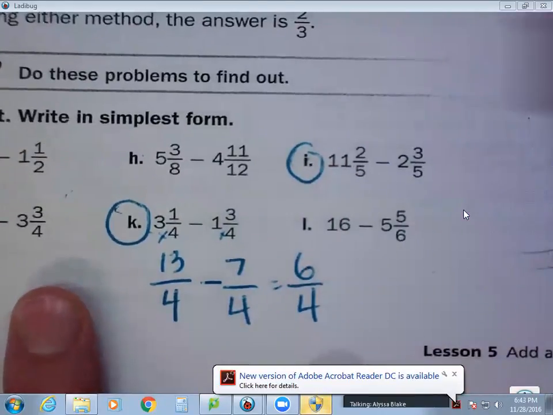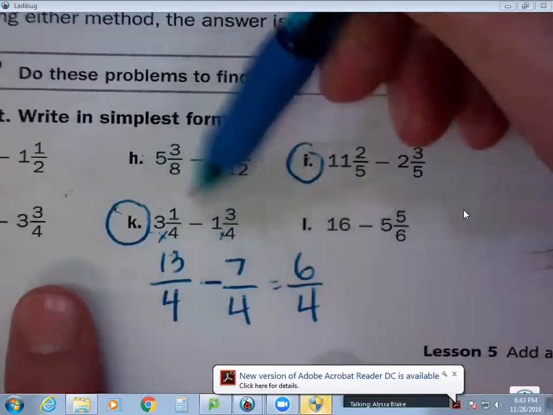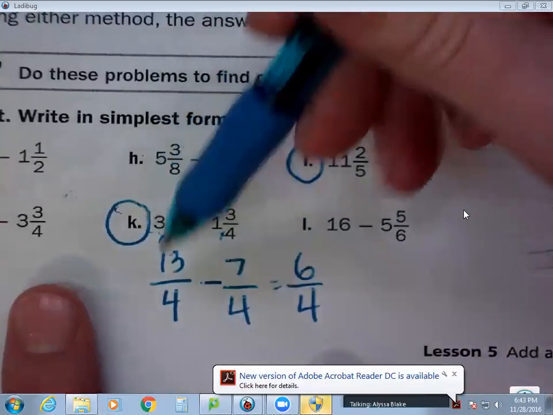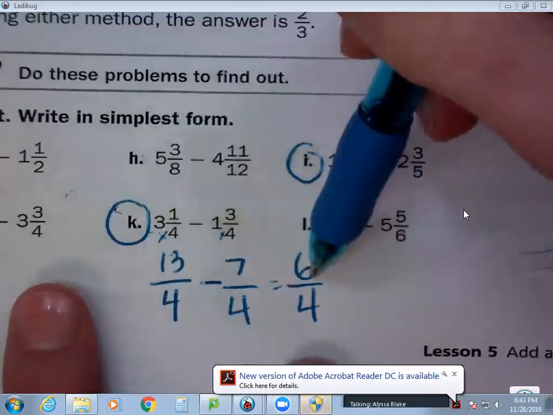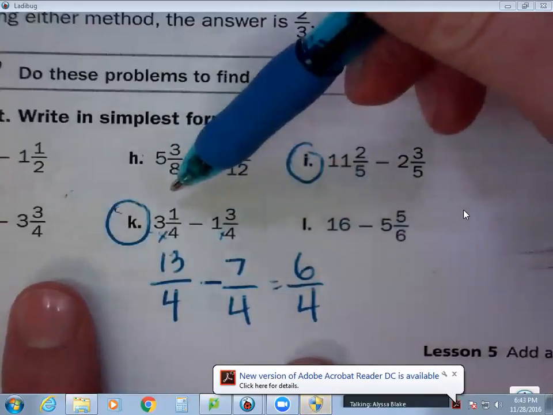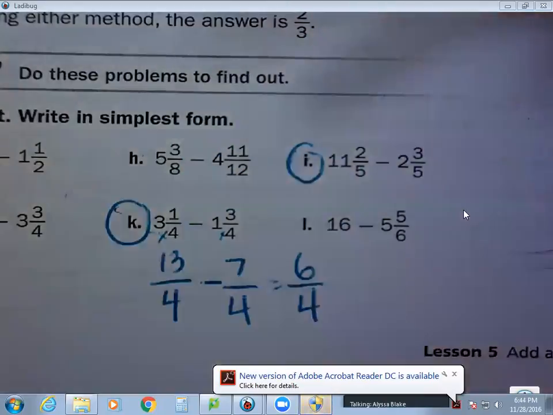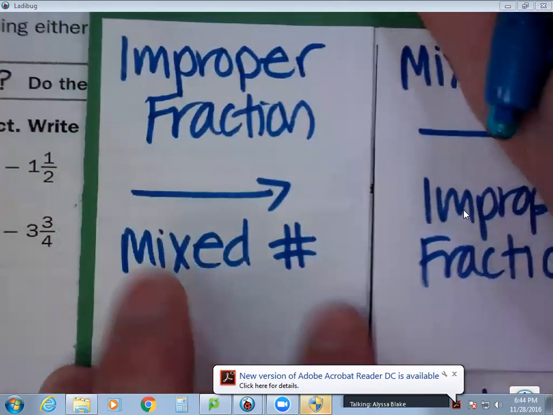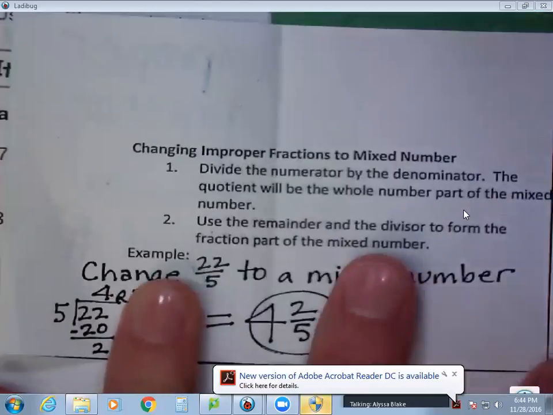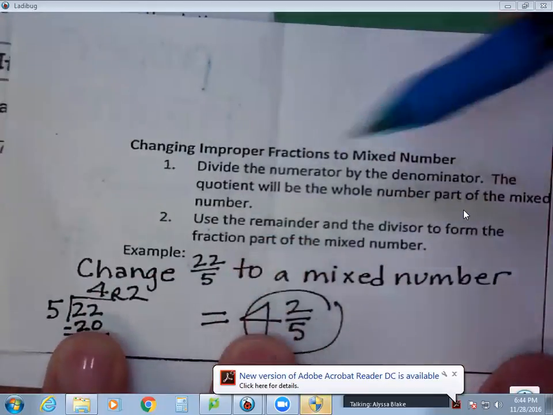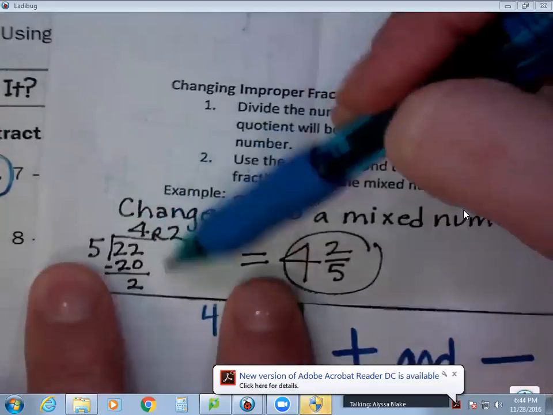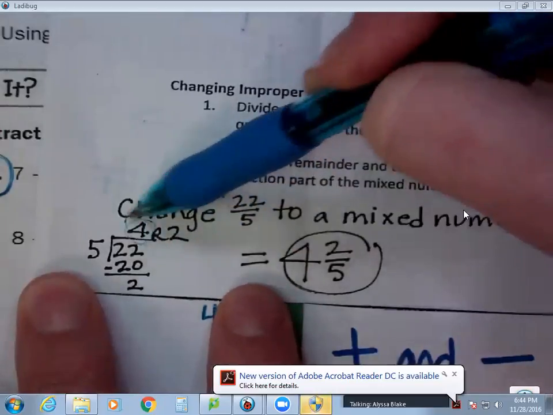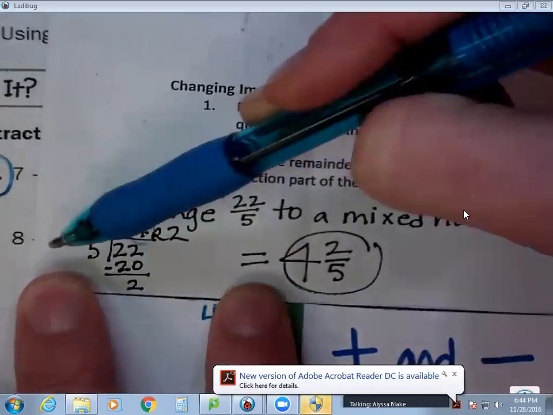Now here's the deal. Remember how I said you're going to be interchanging back and forth from improper to mixed? We changed from mixed to improper, and now that we have our answer in fourths, we have to change it back to a mixed number. So if you need to, you grab your foldable and look at improper fractions to mixed numbers, and it says divide the numerator by the denominator, just like this. Once you've done your division, your quotient, your answer, that's how many whole groups of 5 there are in this case.